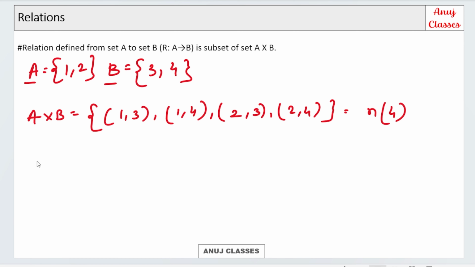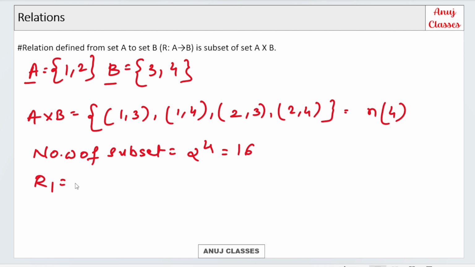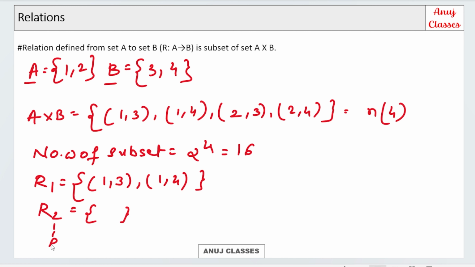So by the definition of the relation, we'll go to the number of subsets. The number of subsets is equal to 2 to the power 4, which is 16. So that means we will have a total of 16 subsets of A cross B. Now these subsets are nothing but the relations. So I will just write down a few subsets. For example, suppose I write (1,3), (1,4) as the first relation, and then some second relation. It will go on up to a total of 16 relations.